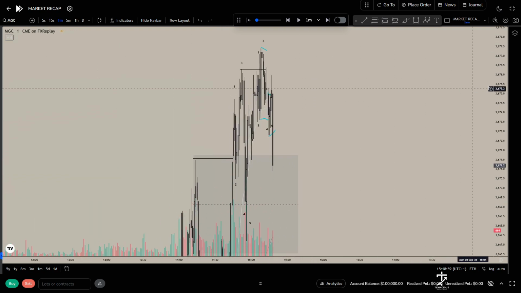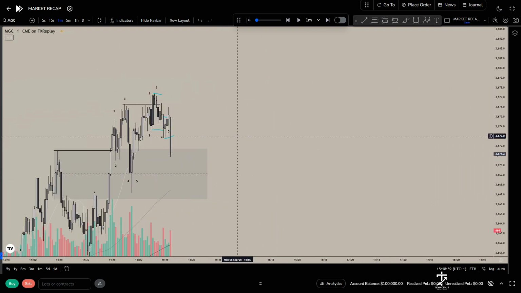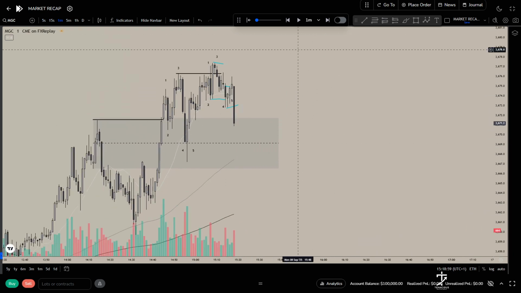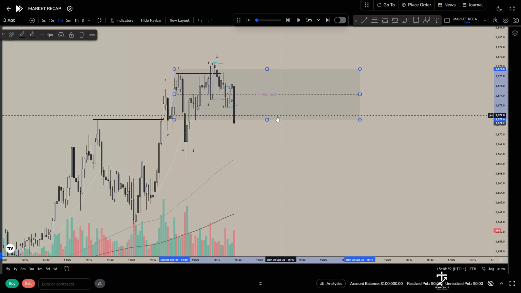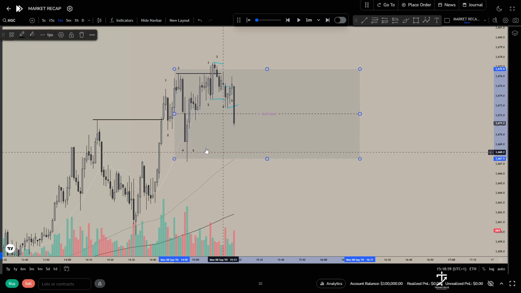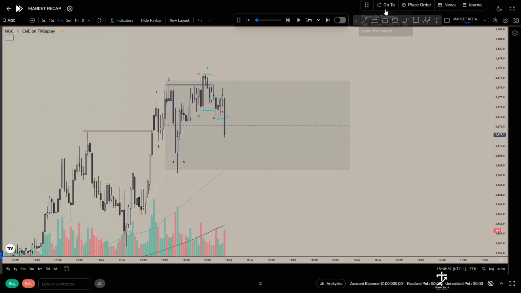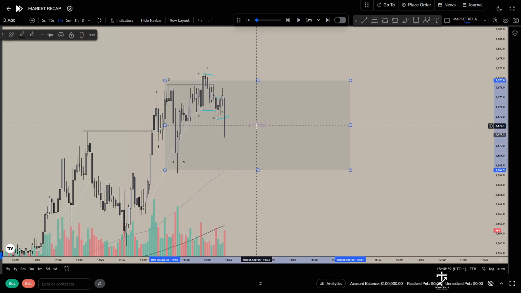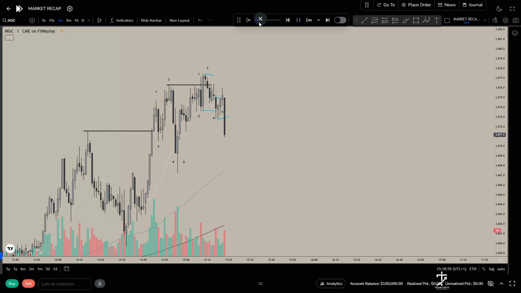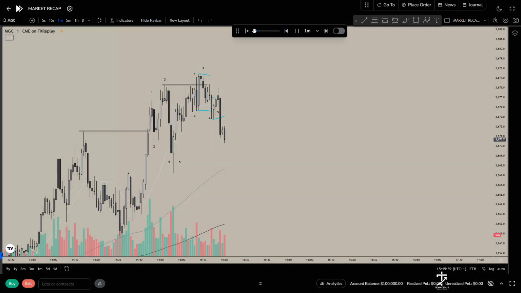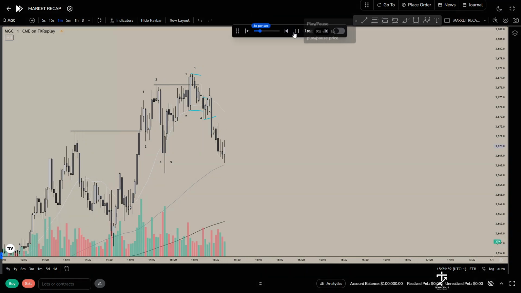But we ain't done nothing yet. Let's just wait and see, because remember, this is my protected low. Price should respect this low and continue at higher highs and higher lows. So when we let price play out, it's a little faster.